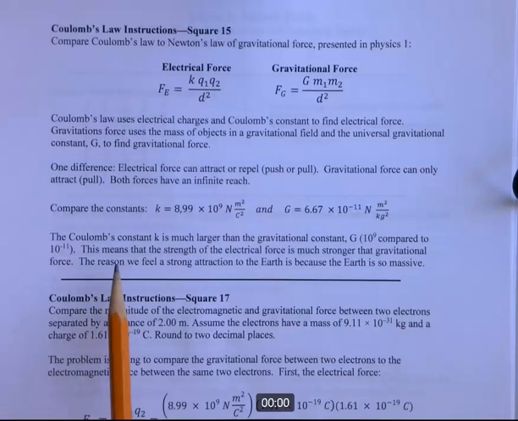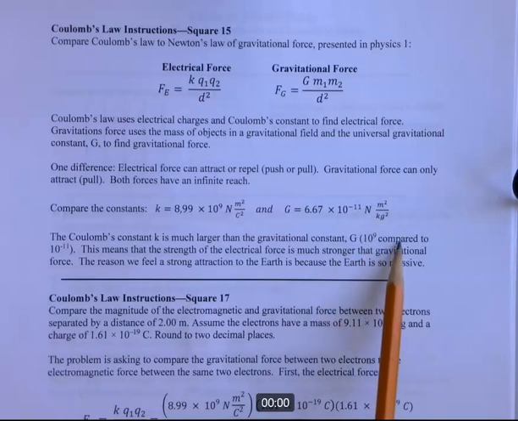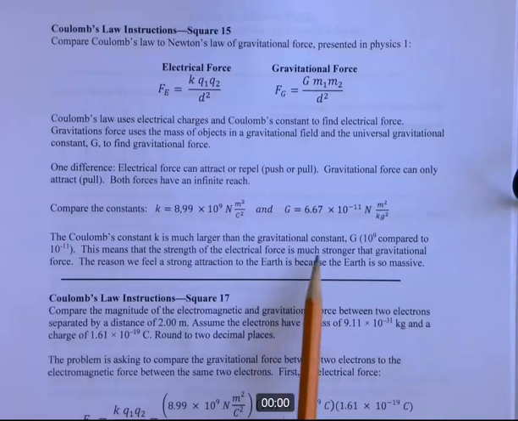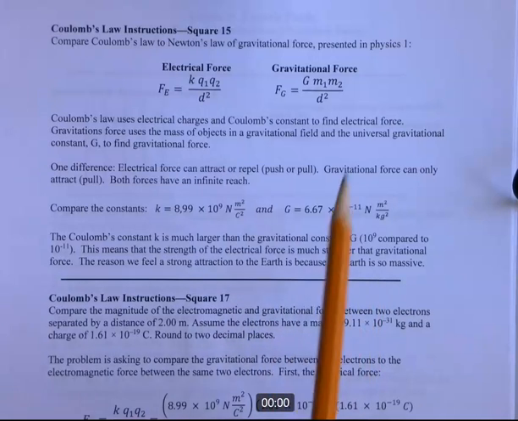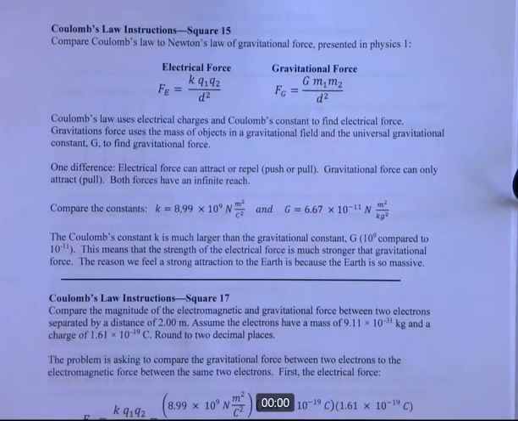So Coulomb's constant K is much larger than the gravitational constant G, 10 to the 9th compared to 10 to the minus 11th. This means that the strength of the electrical force is much stronger than gravitational force. The reason we feel a strong attraction to the Earth is because the Earth is so massive. So the mass of the Earth in this equation up here is going to overwhelm that G number, and it's going to give you a fairly substantial force, namely your weight.